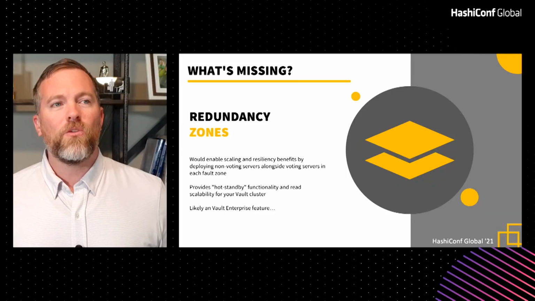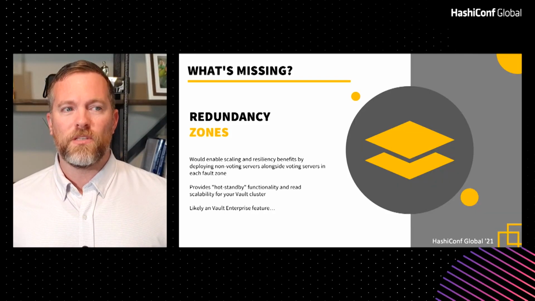Now, note that this is probably going to be a Vault Enterprise feature. I can't speak for HashiCorp, but this is a Consul Enterprise feature, so I assume it's going to be a Vault Enterprise feature. Now, the other one that's missing here is redundancy zones.